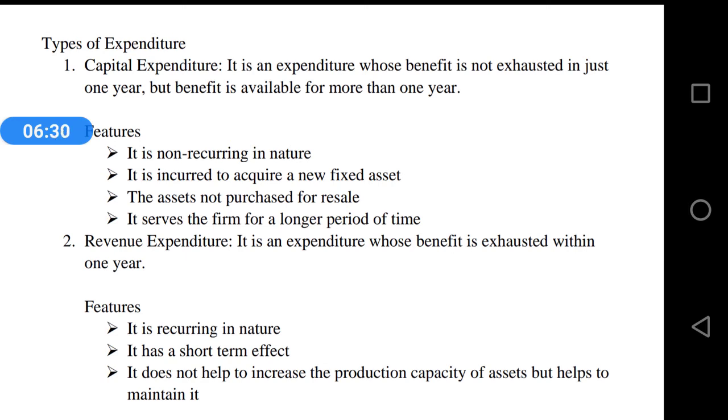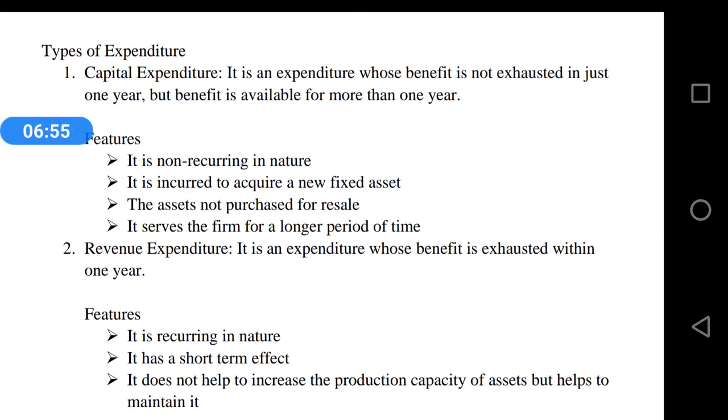So these expenditures are non-recurring in nature, right? One time investment. Once we have invested the amount, we can get the benefit for more than 1 year. What are the features? It is non-recurring or non-repeating in nature. Okay, one time investment, once in a lifetime of a business. Then it is incurred to acquire a new fixed asset. Then the asset is not purchased for resale, and it serves the business for a longer period of time.